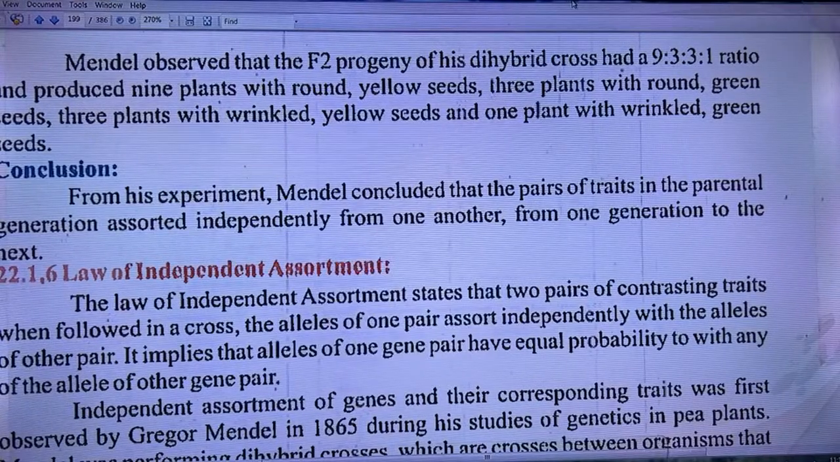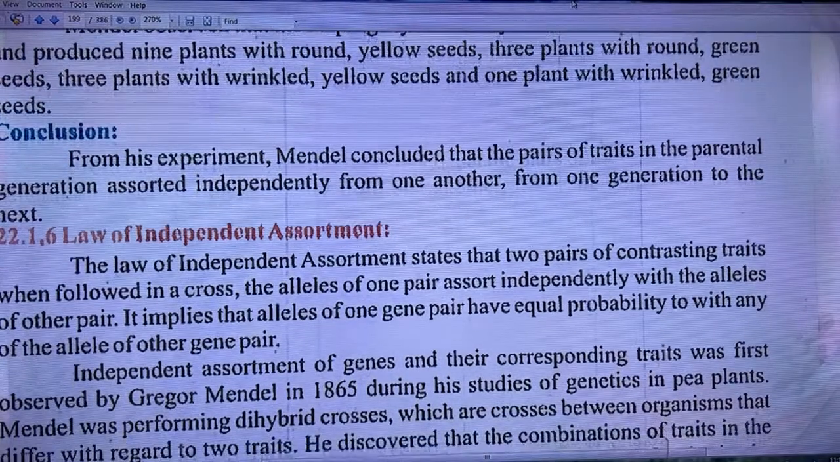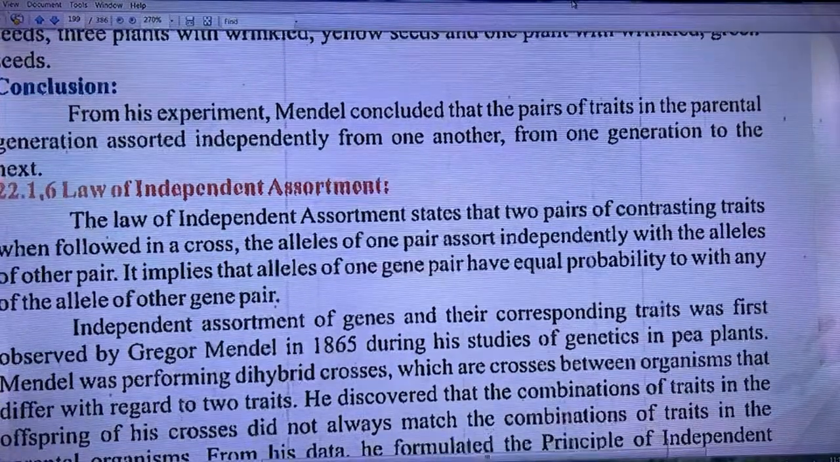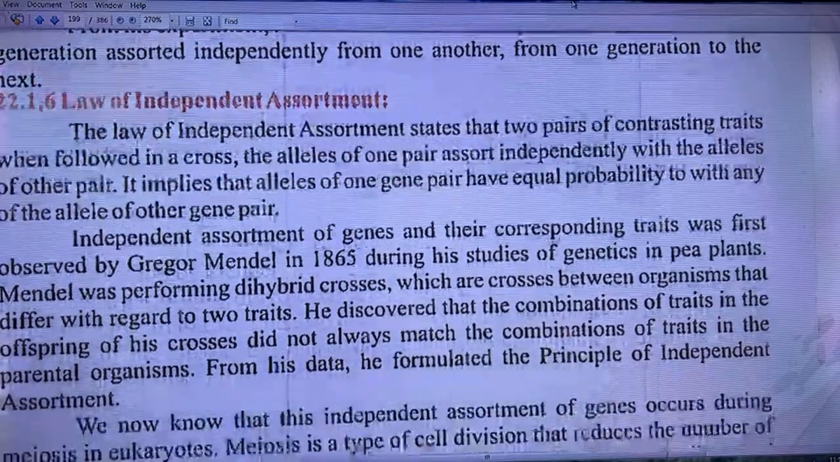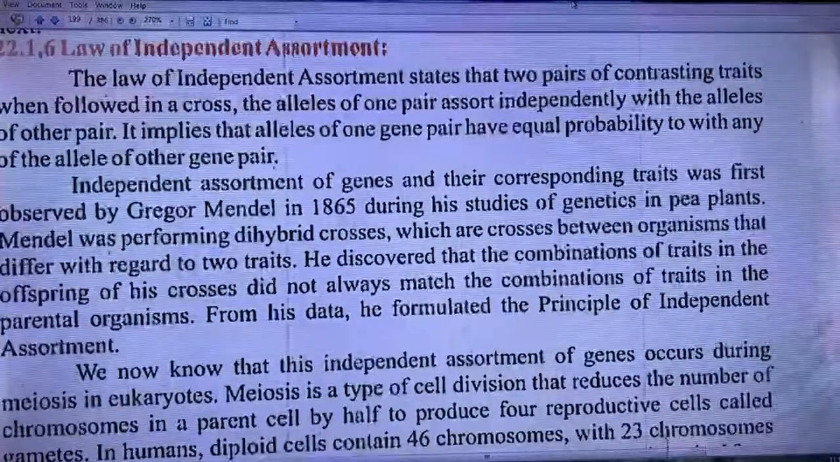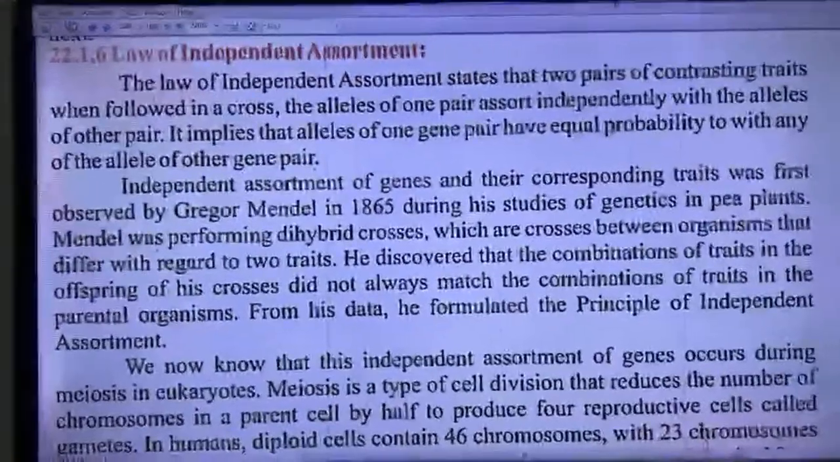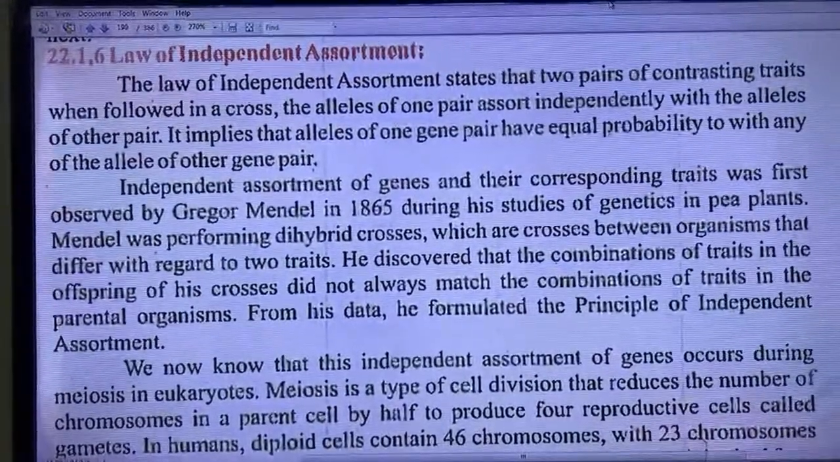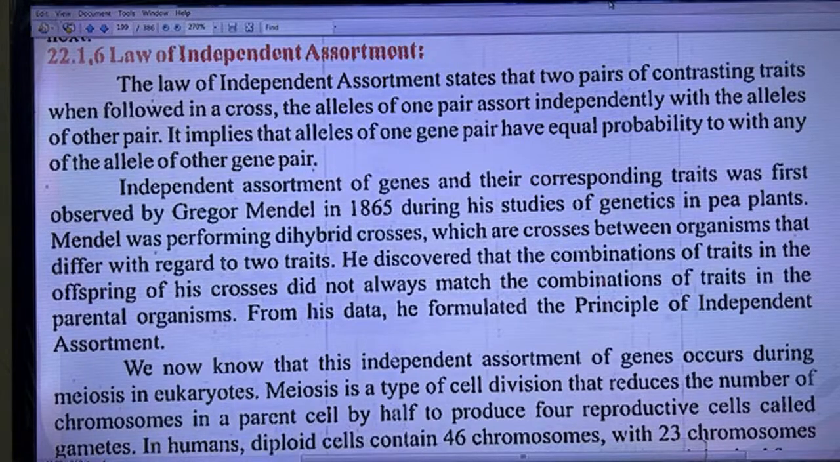From this experiment, Mendel concluded that the pairs of traits in the parental generation assorted independently from one another from one generation to the next. The law of independent assortment states that when two pairs of contrasting traits are followed in a cross, the alleles of one pair assort independently of the alleles of the other pair.